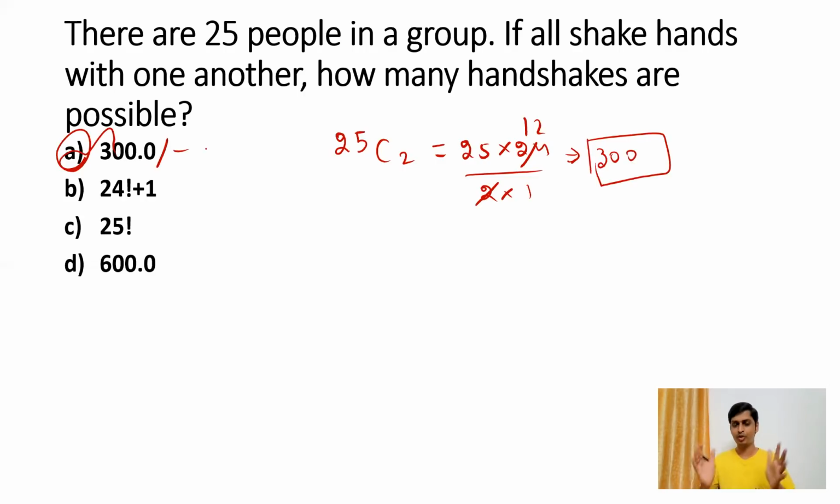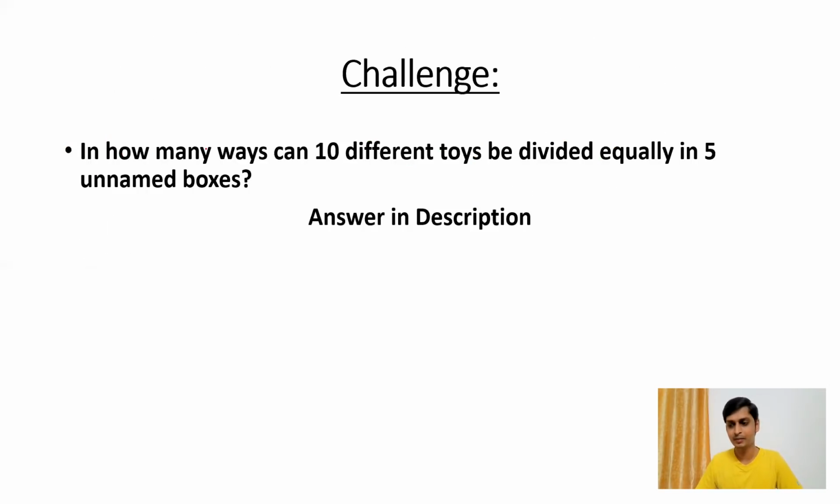I hope you understood all the problems of this session. So we shall go to the last question. It is a challenge, it is a bonus for you, right? I said questions from permutation and combination are very important for Infosys, and I have included one question for you, right? So you have to work out this question. In how many ways can 10 different toys be divided equally in 5 unnamed boxes, right? So don't wonder, you can expect this kind of questions also.